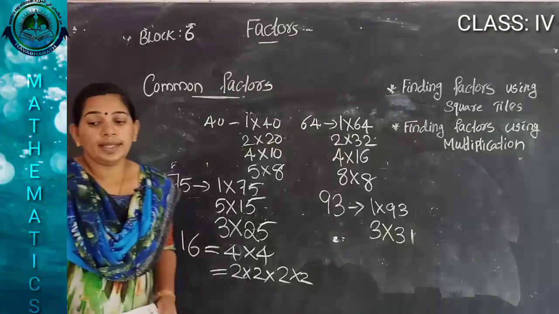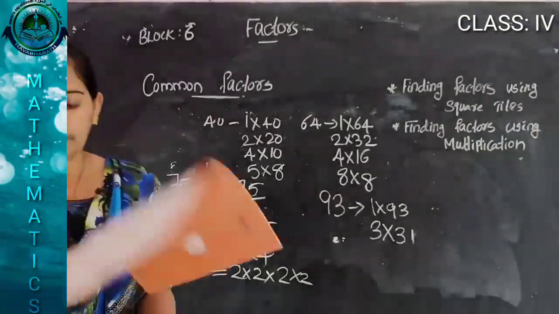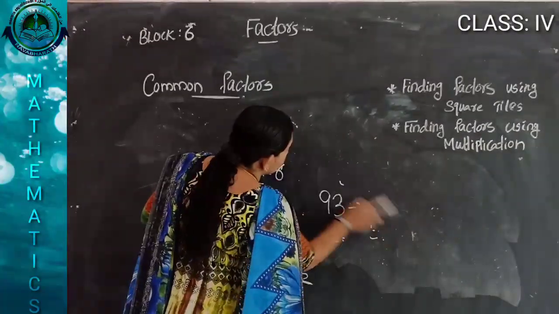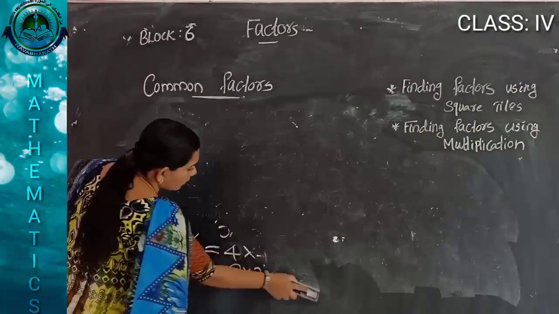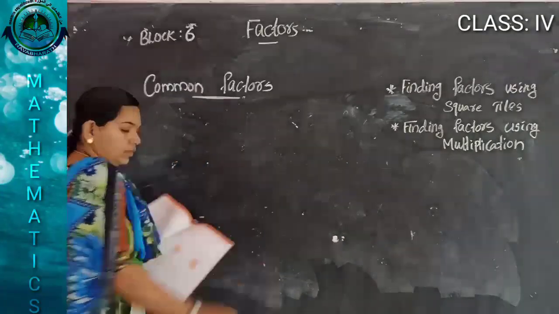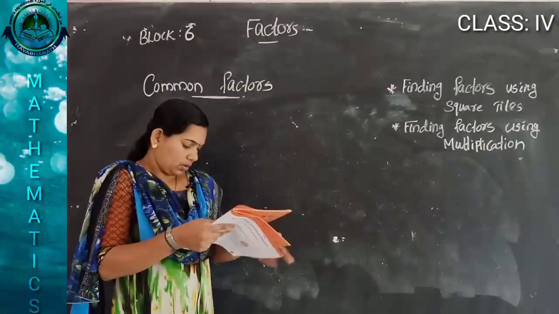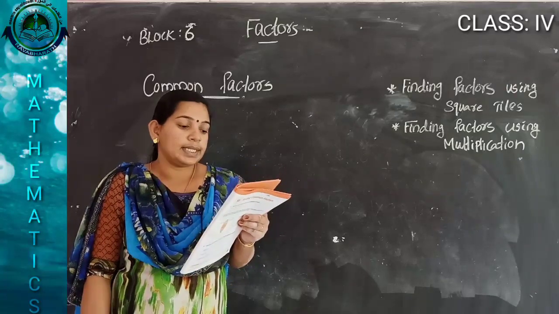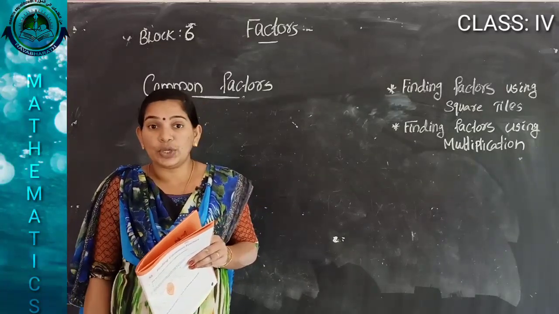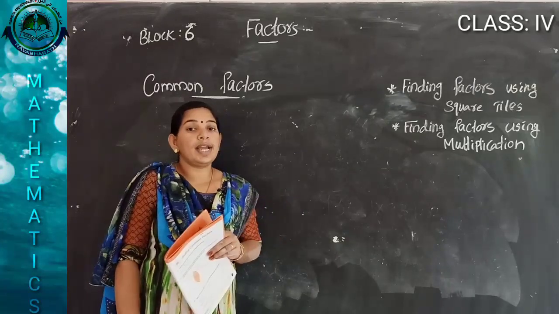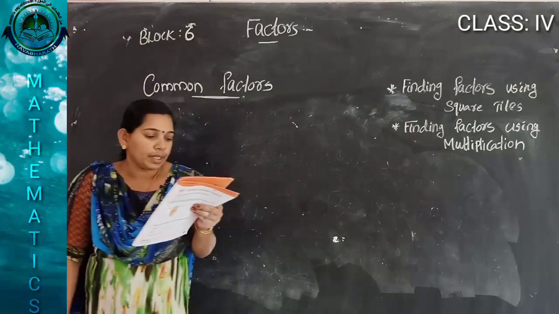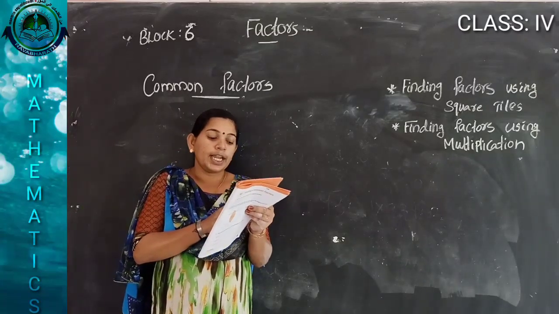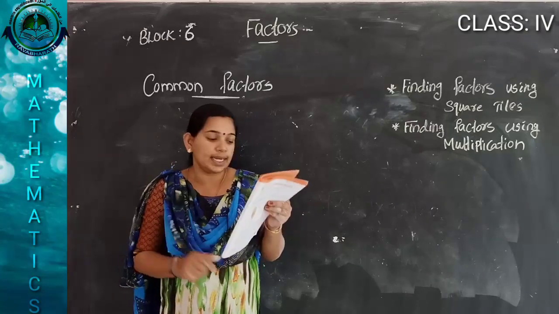Okay. Then from your workbook, page number 28. Fill in the missing multiplication facts. 6 into dash is equal to 48. Yes, 6 into 8. 9 into dash is equal to 90. Yes, 9 into 10. Then 30. 1 into 30, 30. 2 into 15, 30. 3 into dash is equal to 30. Yes, 3 into 10 is 30.